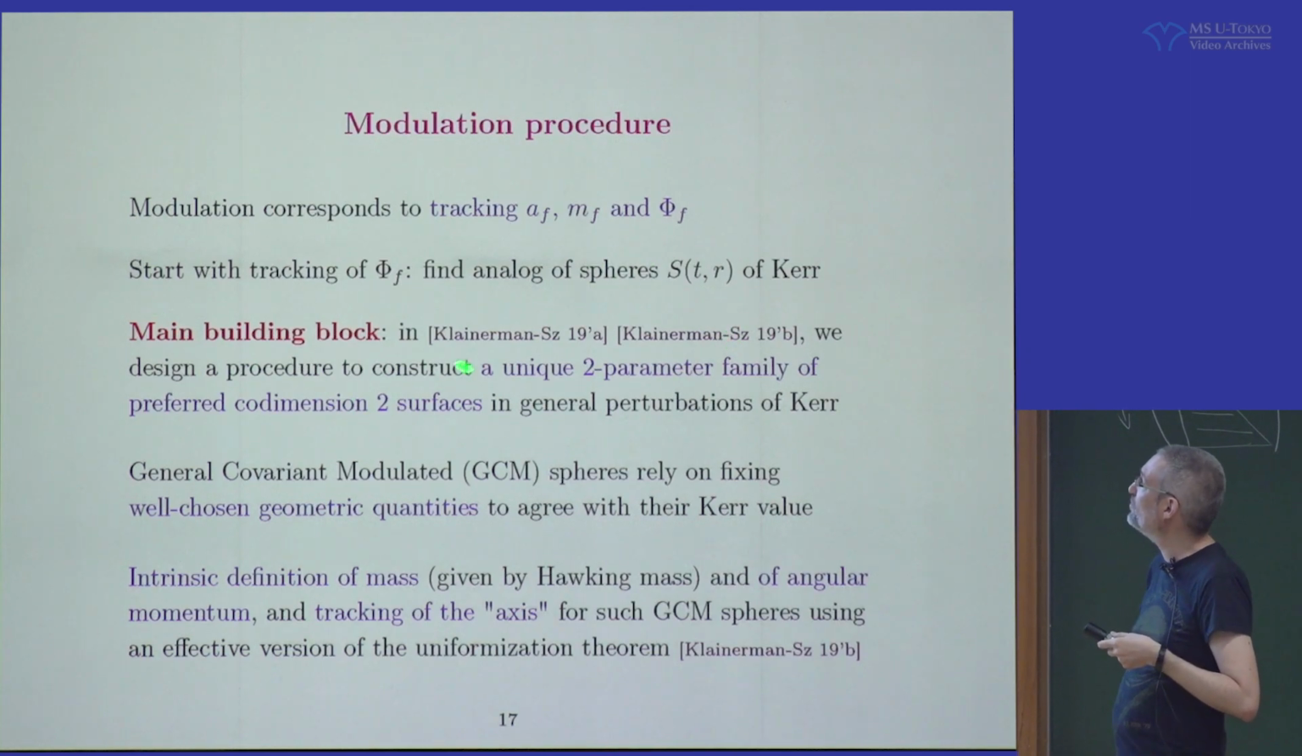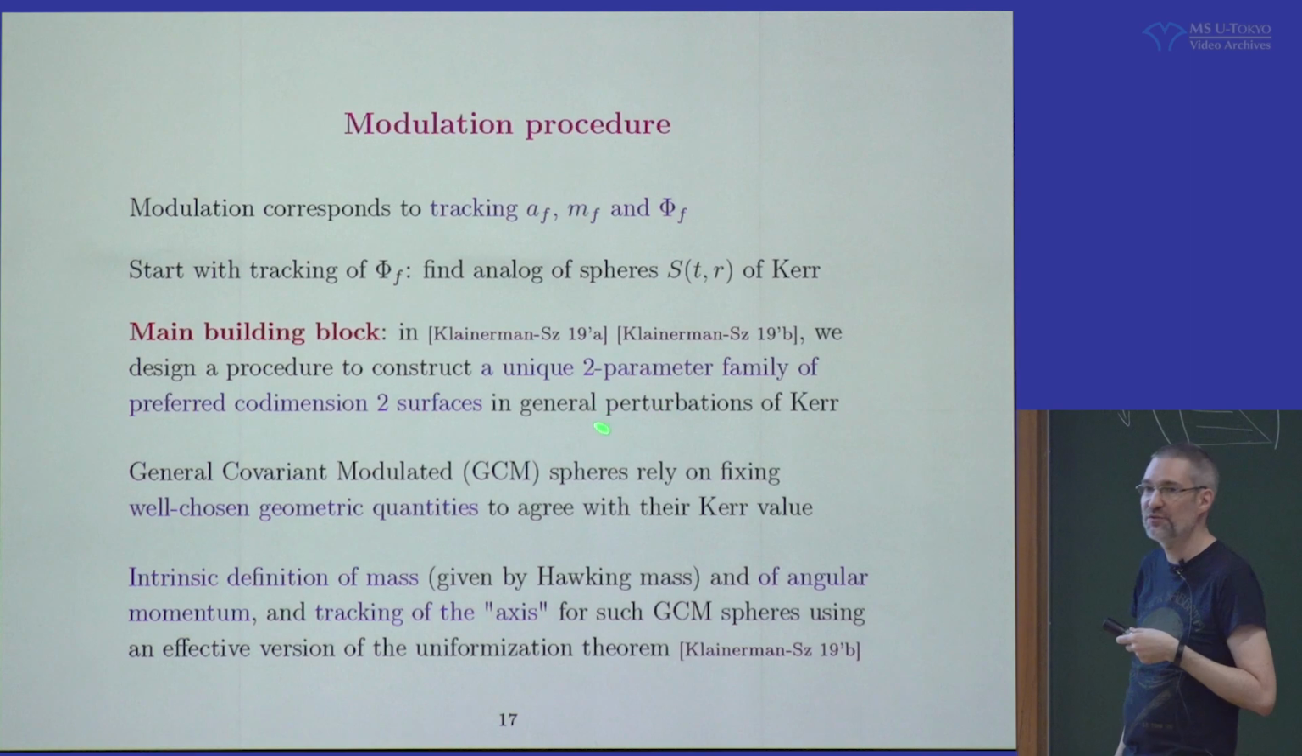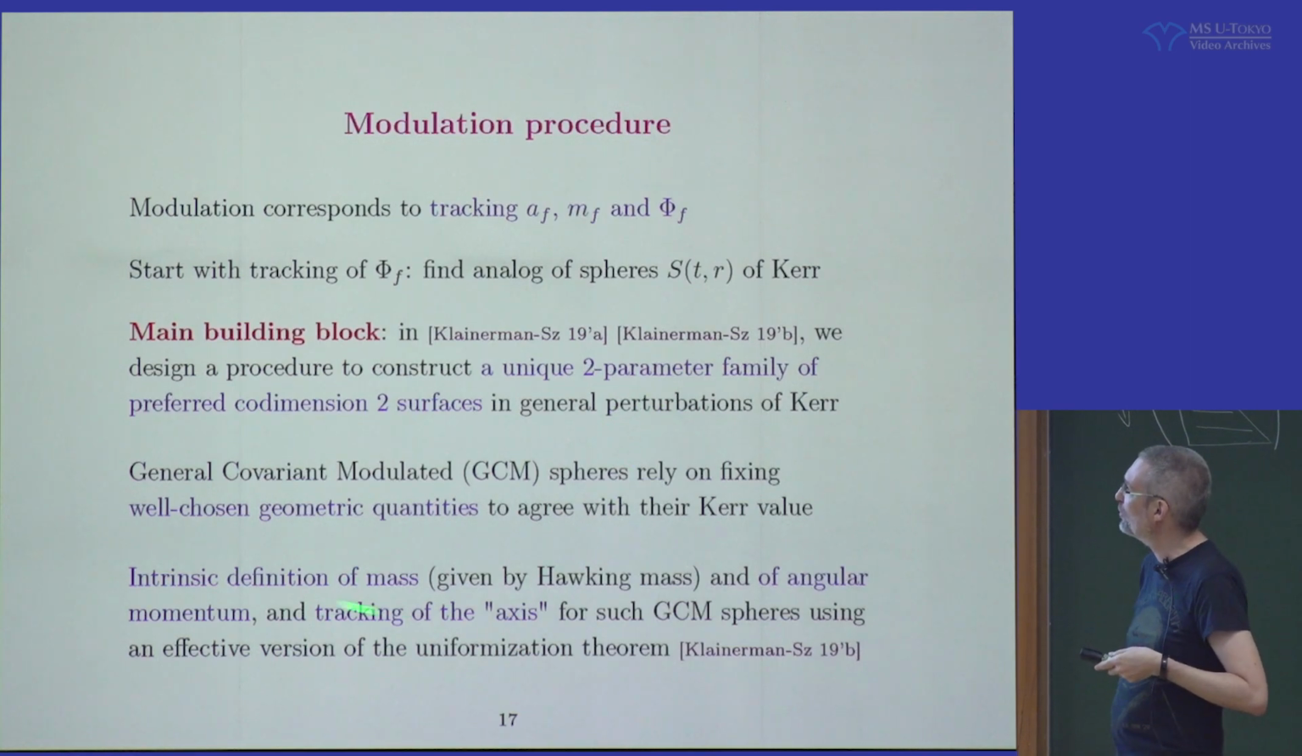Okay? So this is the main building block, which is joint work with Sergiu Klainerman. We precisely designed a procedure to construct a unique two-parameter family of preferred codimension two surfaces in general perturbations of Kerr. The important thing in this statement, of course, is the existence, but more importantly is the uniqueness, the fact that what you don't want is to find too many spheres, because then you're pretty sure that your spheres are going to be wrong. So what is very important is that we get as many spheres as there are in the Kerr spacetime, and therefore you can have the hope that these spheres are a good approximation of your spheres in Kerr.